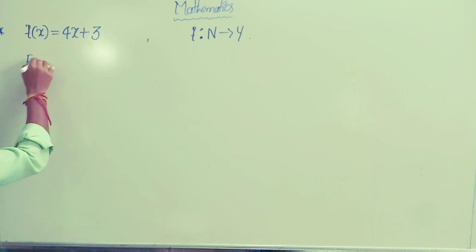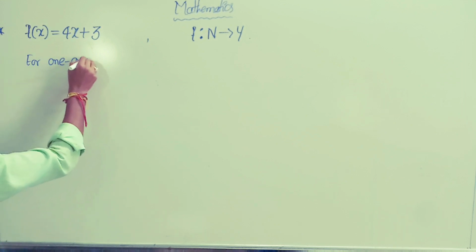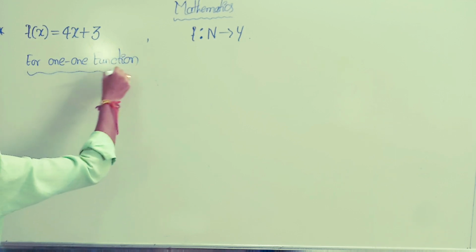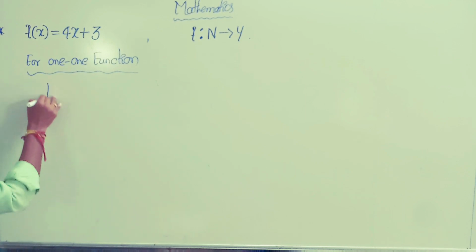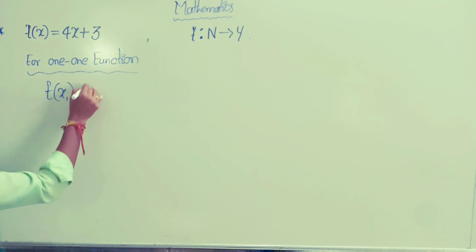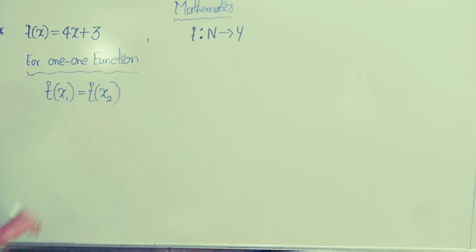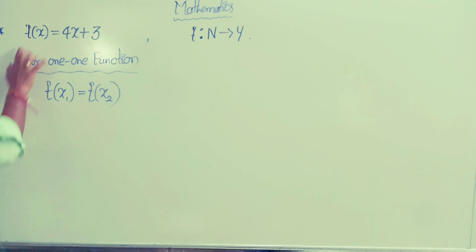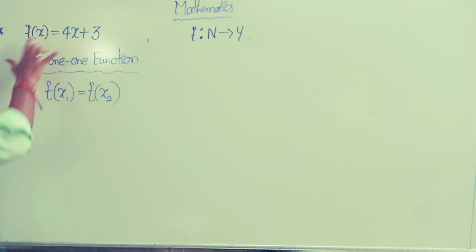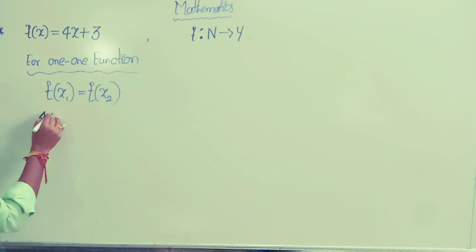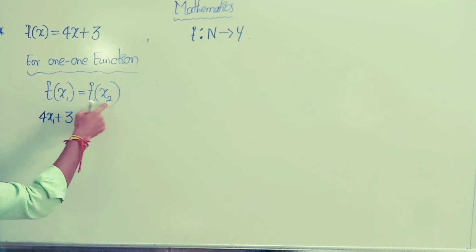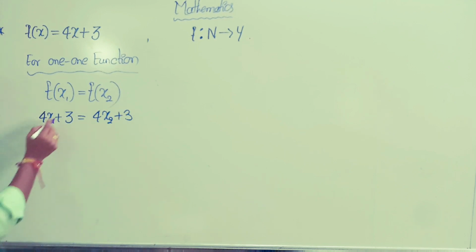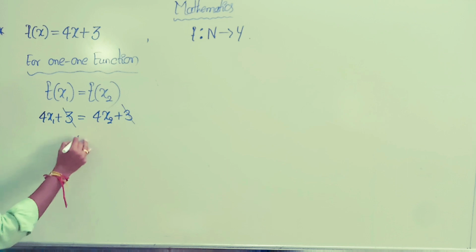I'd like to solve it for one-one function. First of all, I'd like to start with f of x1 is equal to f of x2. Got it? f of x is 4x plus 3. If f of z will be 4z plus 3, what is f of x1? It is 4x1 plus 3. f of x2 will be 4x2 plus 3. Got the point clearly?